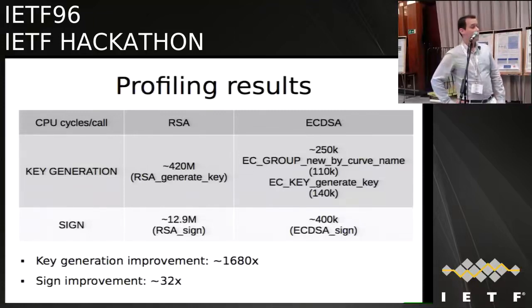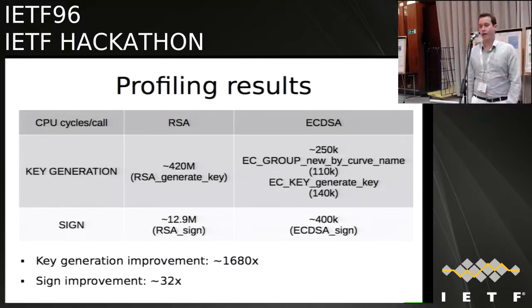On the other hand, we have the improvement in the sign phase, where we can see that for RSA, we need almost 13 million cycles. And for ECDSA, we need 400,000 cycles. So the improvement here is about 32 times. It's a good improvement thanks to ECDSA.